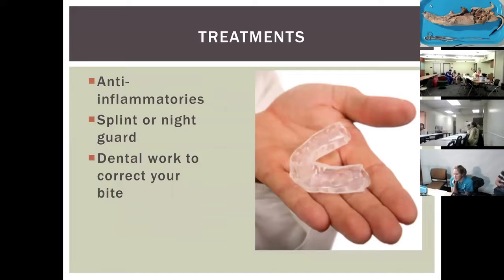Treatments, they can have anti-inflammatories to try to help with the swelling, a splint or a night guard, which is what this picture is of. So they would wear that on their top and bottom teeth to help them from grinding or clenching their teeth. You can also have dental work to correct your bite if that is causing the TMJ disorders.